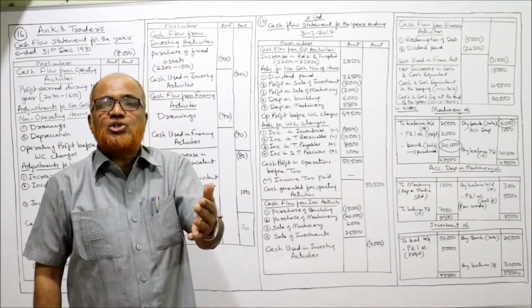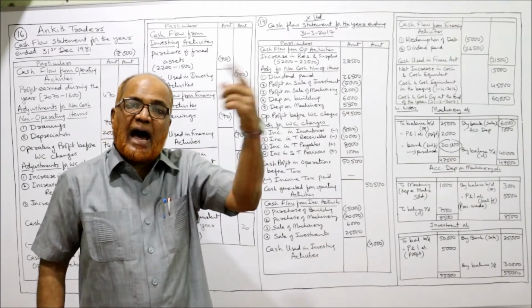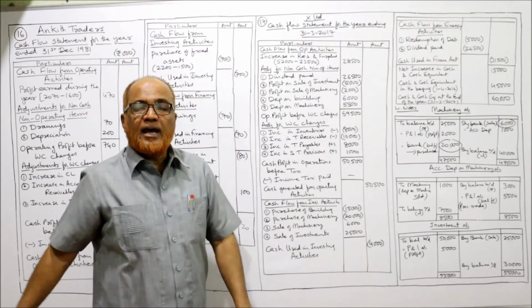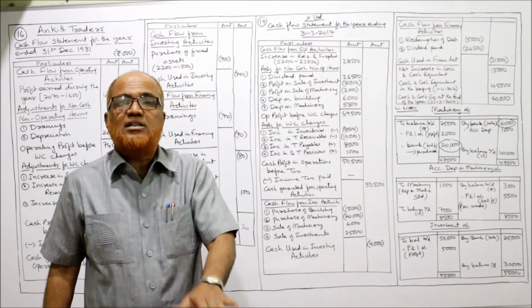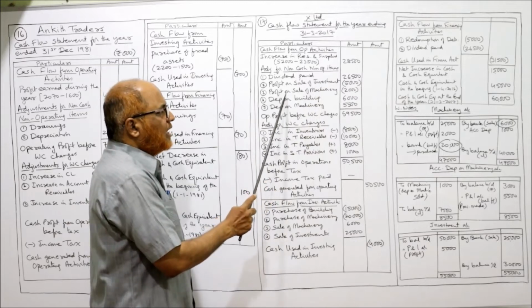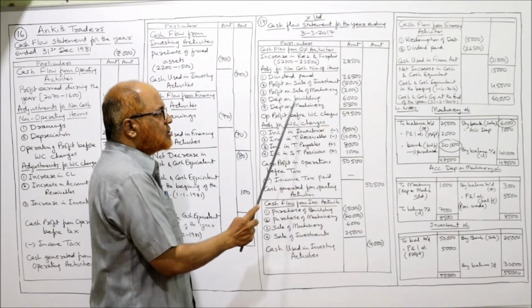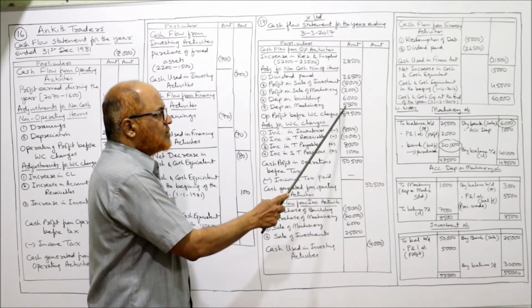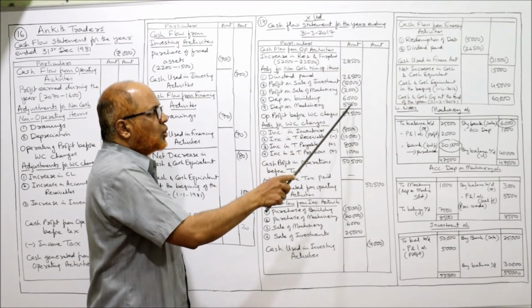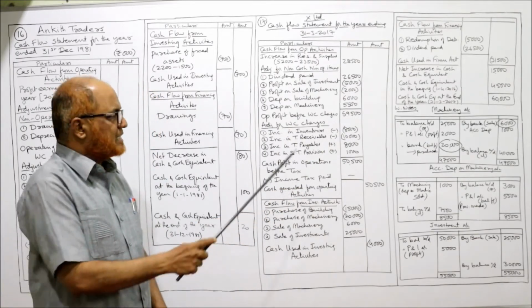If there is loss, without bracket, loss will be added to profit. And income should be deducted from profit. This income on sale of investment, income on sale of machinery should be deducted. Depreciation on building 6,000, depreciation on machinery 5,500. That's all. Take the total. 59,500 is the operating profit before working capital changes.